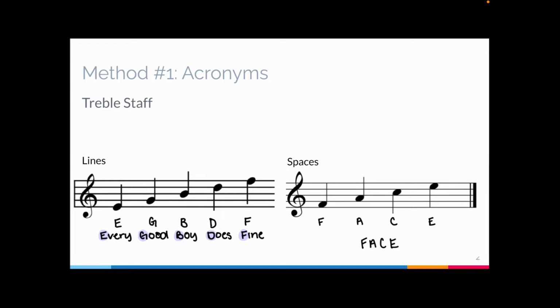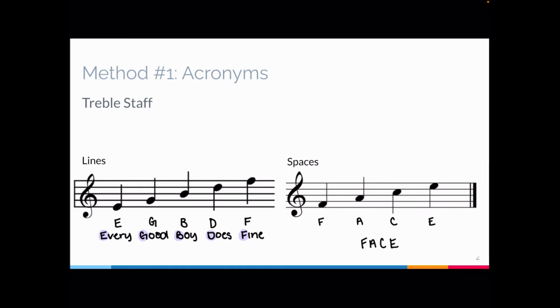One method to identify notes on the staff is to use acronyms. These are the treble staff acronyms. These only work for the treble staff. To identify notes on the lines, you can use the sentence, "Every good boy does fine."